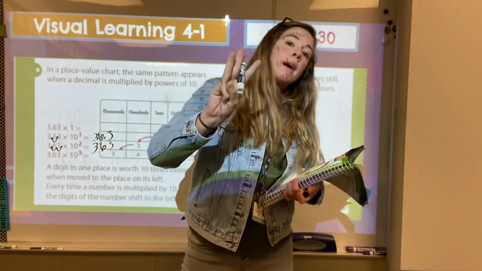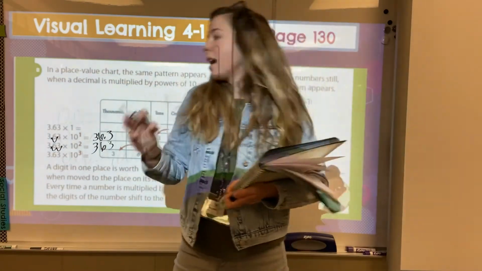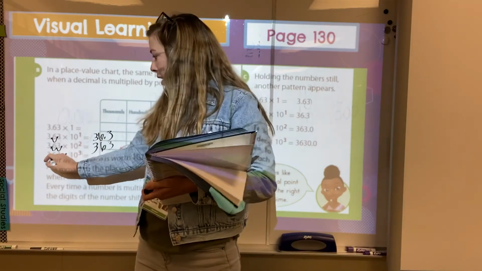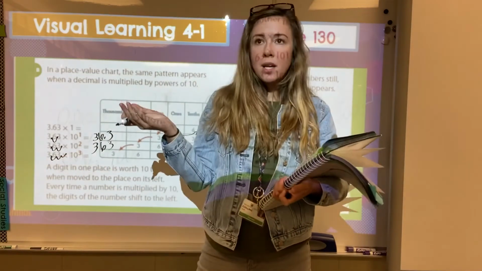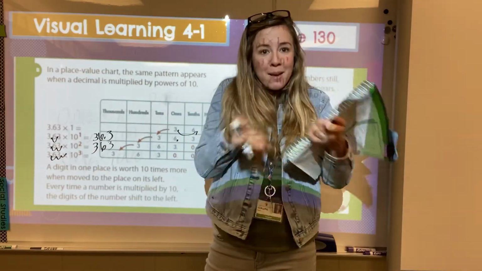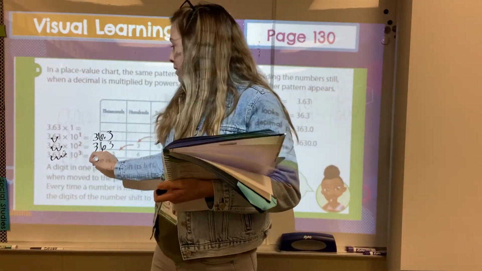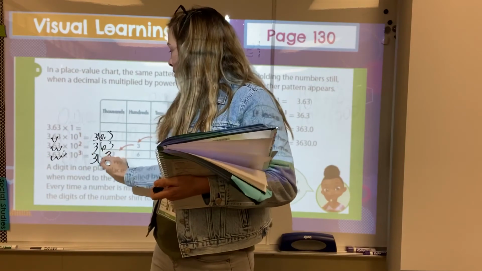And we've got 10 to the power of 3. So I'm going to move it over 3 times. And I'm going to go 1, 2, 3. Oh, I've got an empty little spot. What could I annex or add in my empty little loop? It's going to be a 0. So now you can copy over 3, 6, 3, 0.